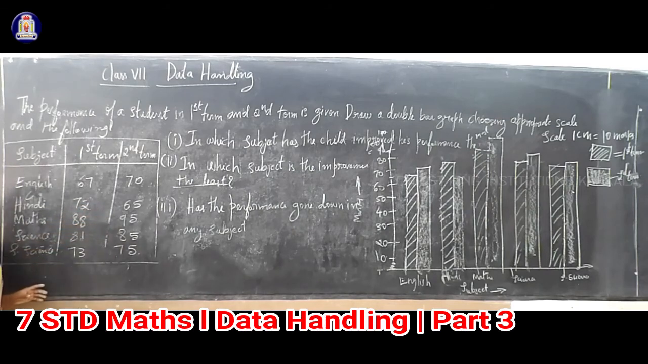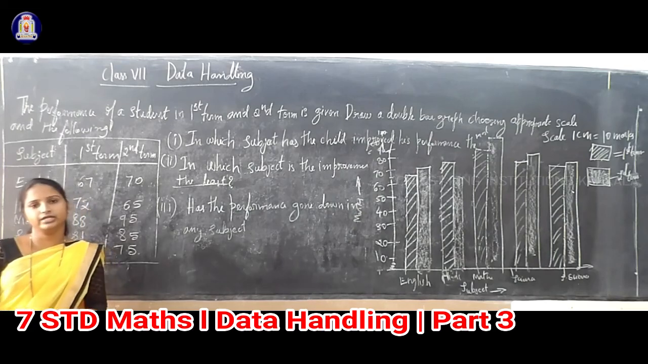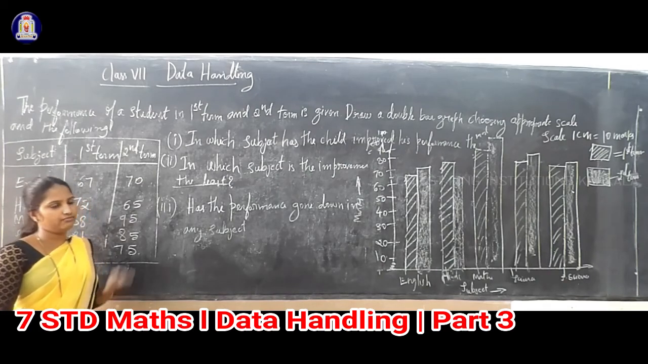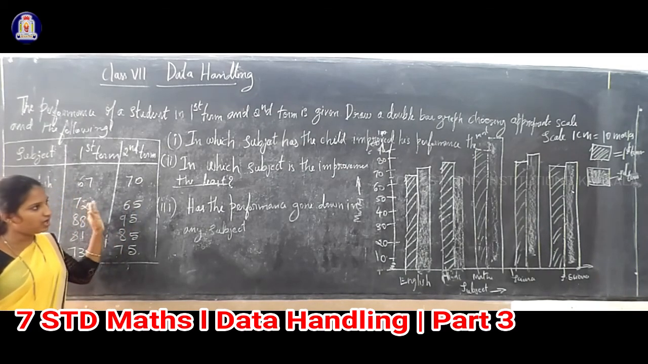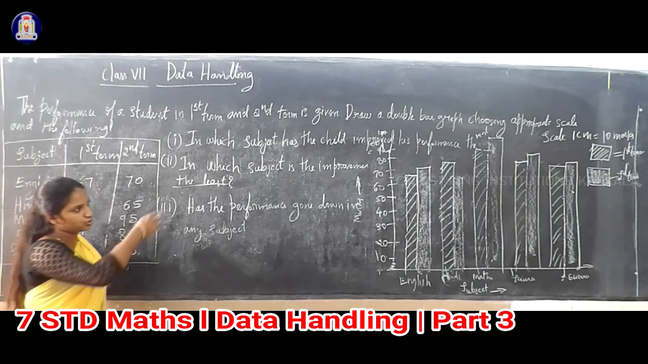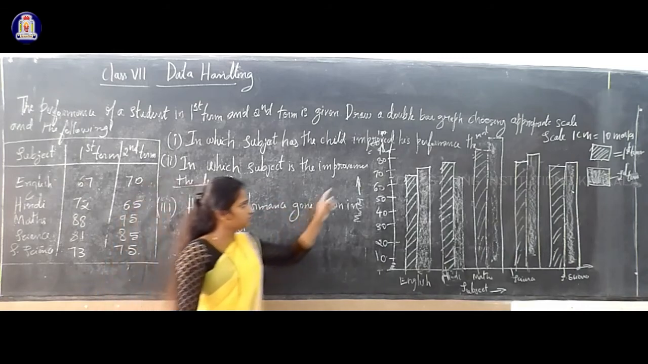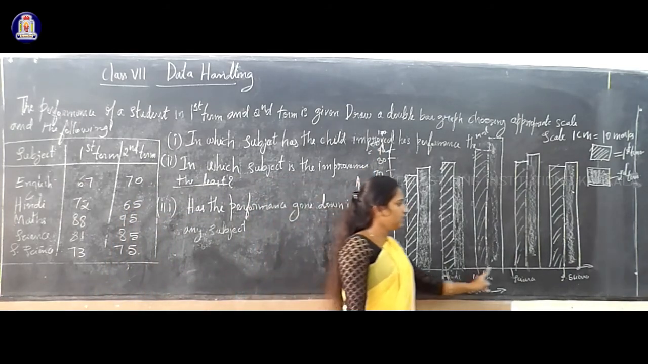Marks is decreased. So while seeing this double bar graph, we can answer the following questions. Clear? First, what you have to do? First, read the question. The question is given like this. In the first column, it is given subject, in the second column is first term marks, and in the third column is the second term marks. Clear? First term and second term. So now first you have to draw a vertical and a horizontal line. This is the vertical line, and this is the horizontal line.